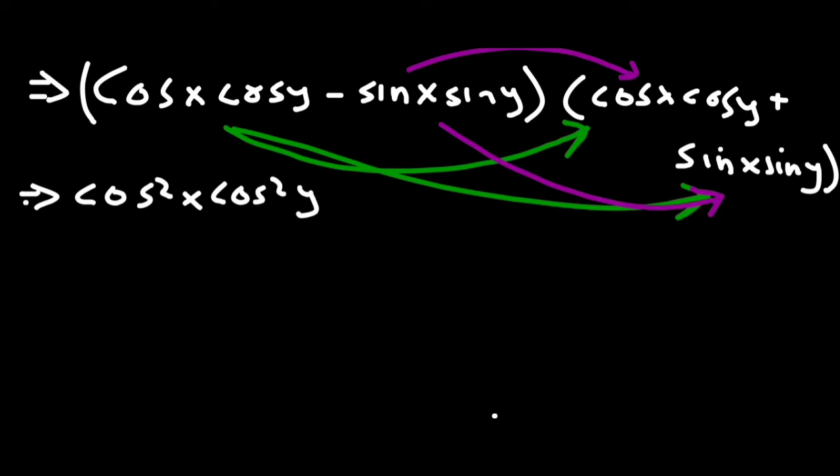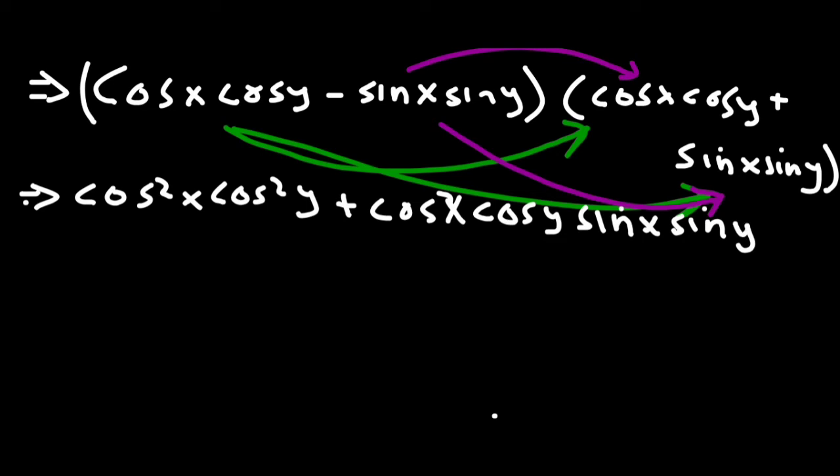Cos x cos y times sin x sin y. So this is positive cos x cos y times sin x sin y. What else?